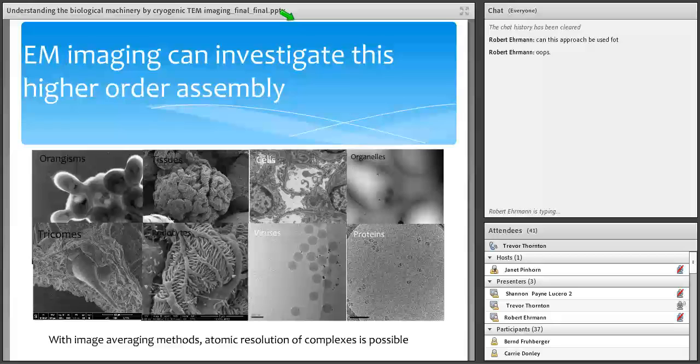So EM imaging is really well suited for this, and the reason is because we can image from organisms all the way down to atoms. And so in biological terms, we don't really see atoms. We can see the proteins very easily, but we have methods that allow us to average many things that look very similar together, and that gives us near atomic resolution of these complexes. So you mean that it's not necessary to have an aberration corrector, for example?